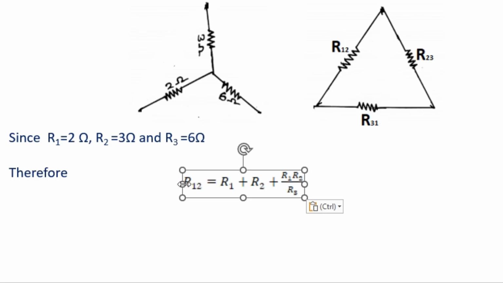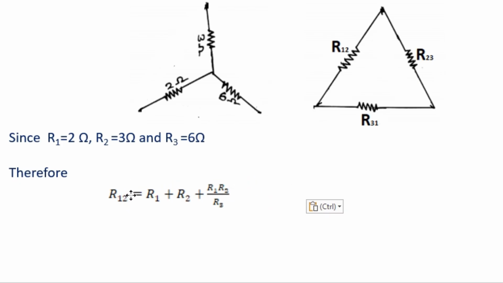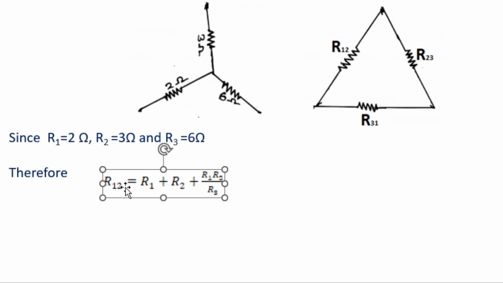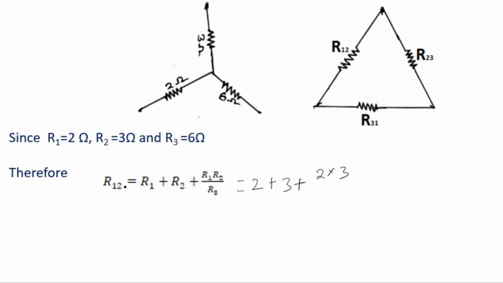By using the formulas from star to delta, the formula for R12 is equal to R1 plus R2 plus R1 R2 by R3. By substituting, since the value of R1 is 2 and R2 is 3, and R1 R2, 2 into 3, divided by R3 which is 6, you can obtain 2 plus 3 plus 1, which equals 6 ohms.